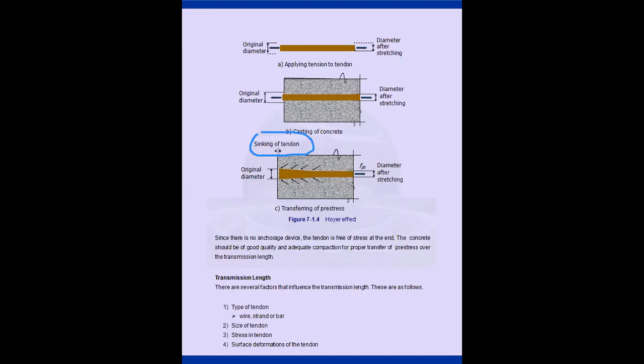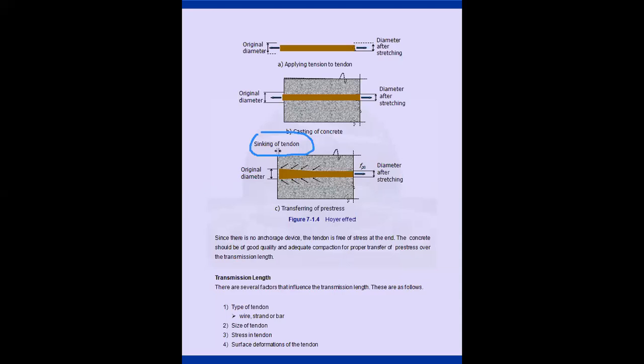So the type of tendon is also going to be influenced in terms of calculating the transmission length and in terms of creating the bond between concrete and tendon. And next one is size of tendon, in terms of diameter. The size of tendons is also going to influence the transmission length. With more diameter, definitely it will have less bond strength, and the transmission length won't be effective.